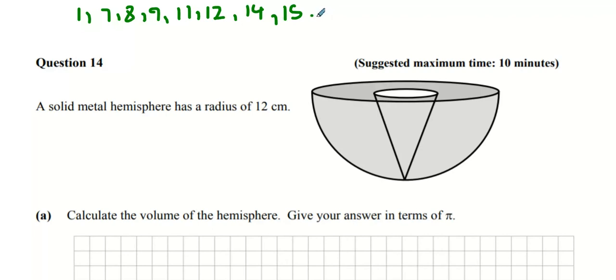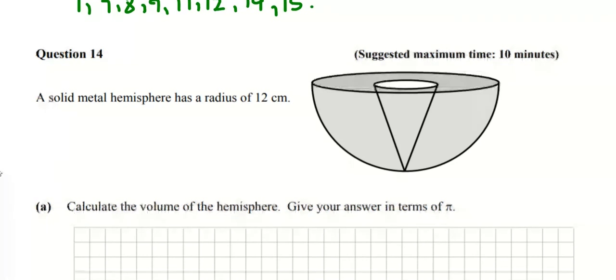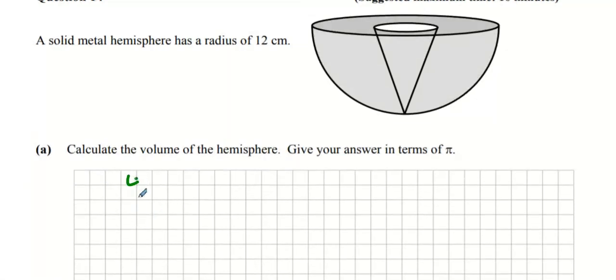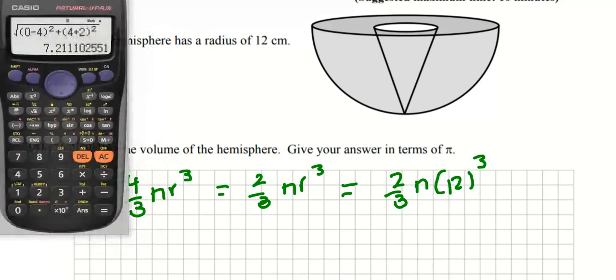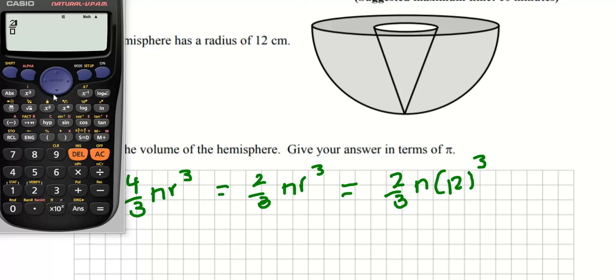A solid hemisphere has a radius of 12 centimeters. Find the volume of the hemisphere. Well, volume of a full sphere is 4/3 pi r cubed. We can just half the answer when we're done, or you can use 2/3 pi r cubed, whichever one you want. I'll probably just do 2/3, so 2/3 pi times 12 cubed. Once again, get the calculator out.